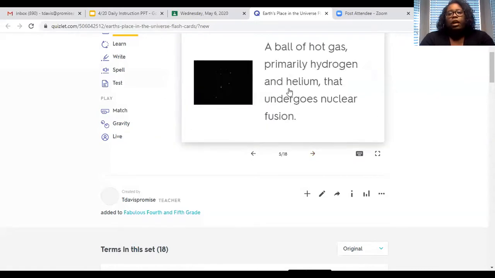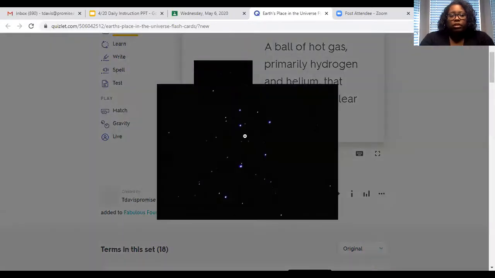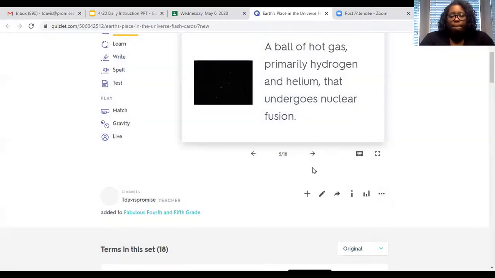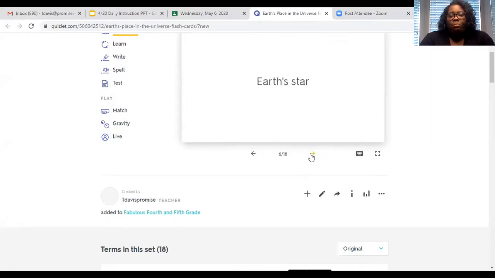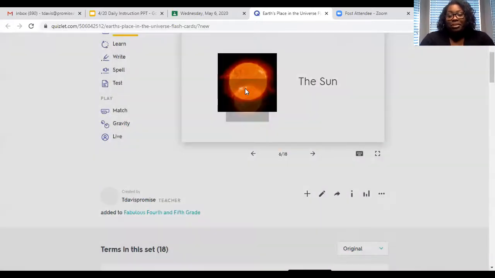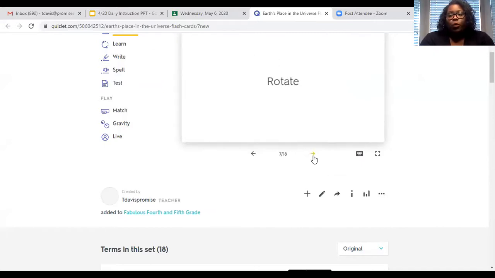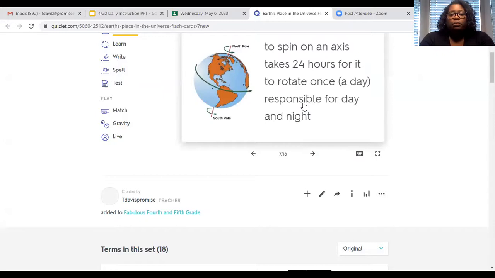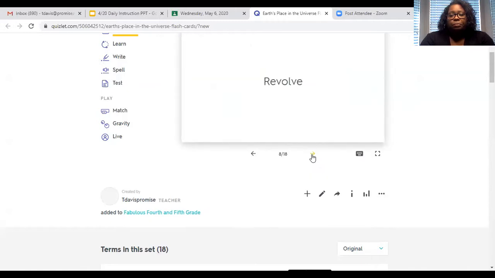Star. A ball of hot gas, primarily hydrogen and helium, that undergoes nuclear fusion. These are just stars. They're so pretty. Earth's star is the sun. I love the sun, it's so pretty. Rotate. So to rotate is to spin on an axis. It takes Earth 24 hours to rotate once, which is a day. And that's responsible for day and night. And Earth rotates on its axis, again, at a 23.5-degree angle.